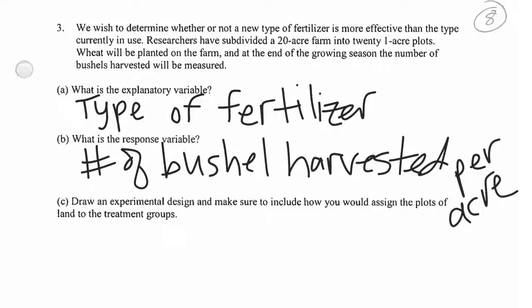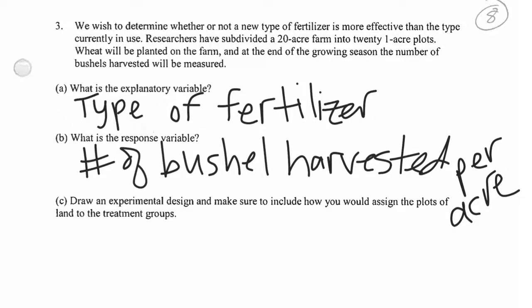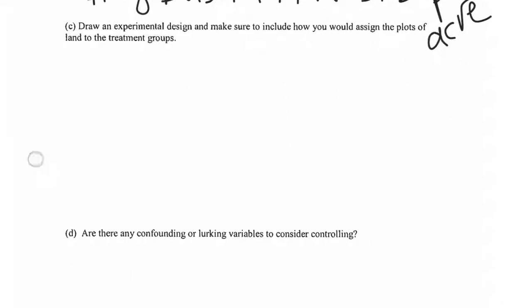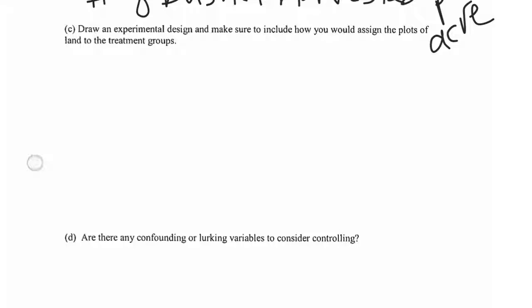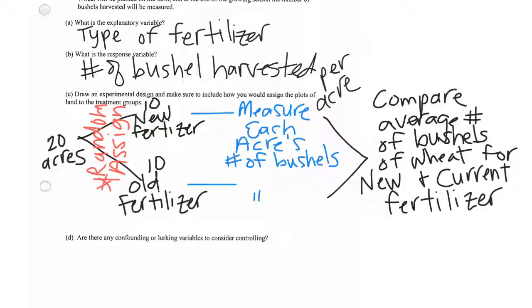Okay, guess what? Draw an experimental design and make sure you include how you would assign the plots and so on and so forth. So, guess what you get to do right here? You get to do your little design, and then you're going to do the paragraph. So I'm going to stop right there and let you do it. Go.